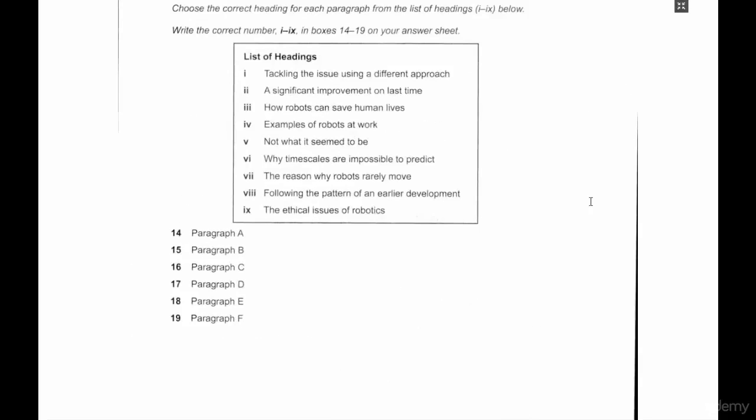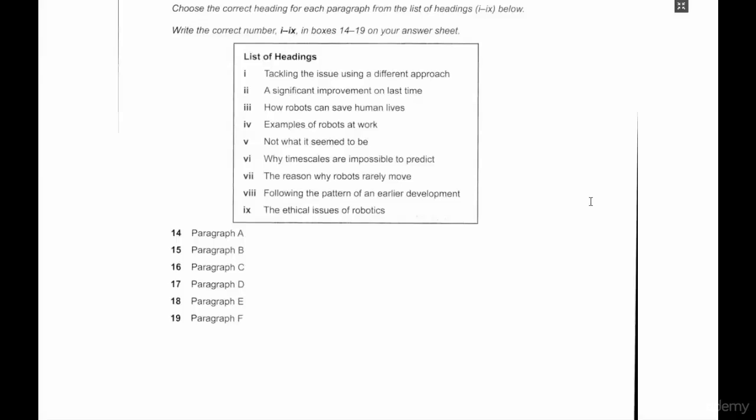All right, tackling the issue with a different approach. Right now, did they mention anything in that first sentence about a different approach, or did you get the idea from that first sentence that we're talking about a different approach? From the first sentence, you get the meaning that when we first look at something, it's not the way it seems. That's what we're looking for, right? That's what we're looking for.